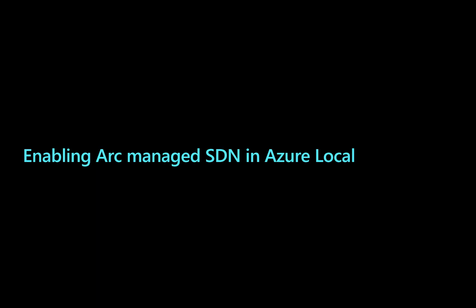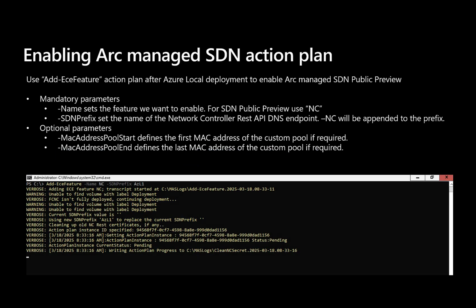If you decide to go down the Arc-managed SDN path, enabling Arc-managed SDN in Azure Local is super simple. This is a fully managed installation, so after deploying Azure Local, you'll just use the Add ECE Feature Action Plan to enable SDN public preview with a couple of mandatory parameters, such as using NC as the name and setting your SDN prefix, which is just the name of your Network Controller REST API DNS endpoint. And then defining the first and last MAC address of your custom pool are optional parameters, but are available for you to set if required.